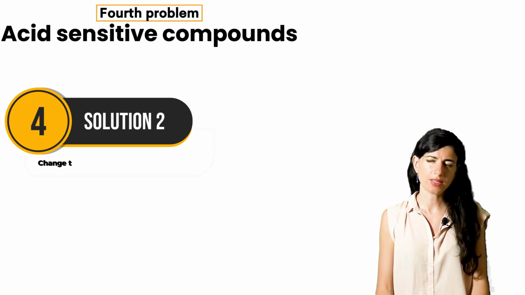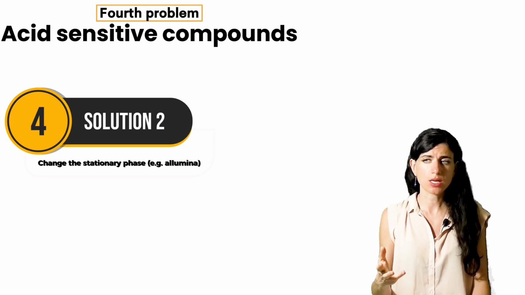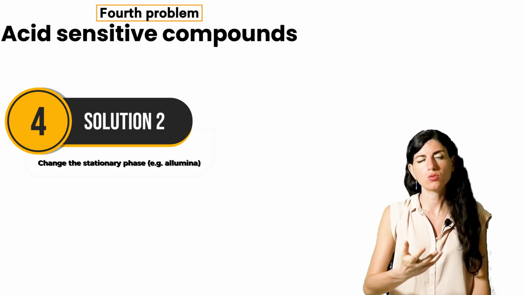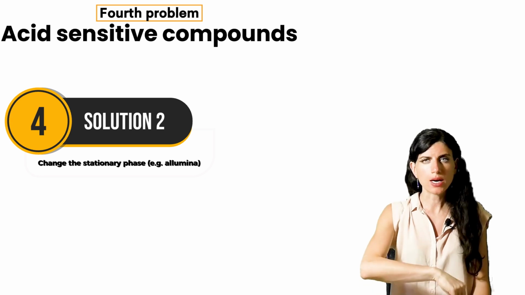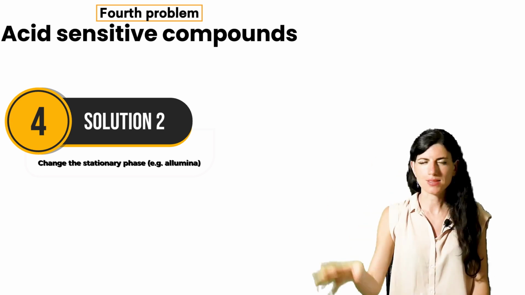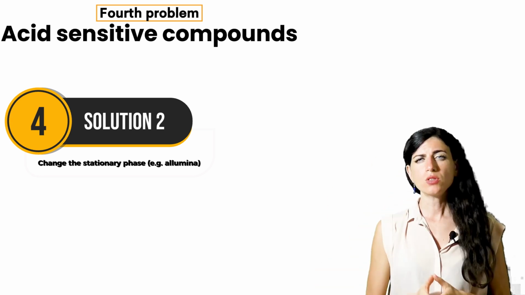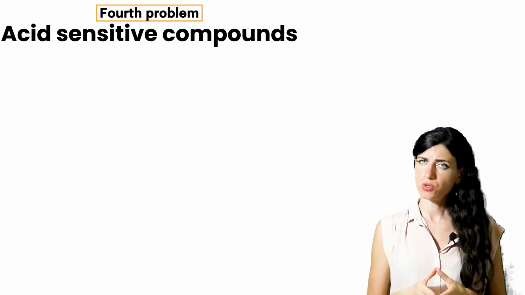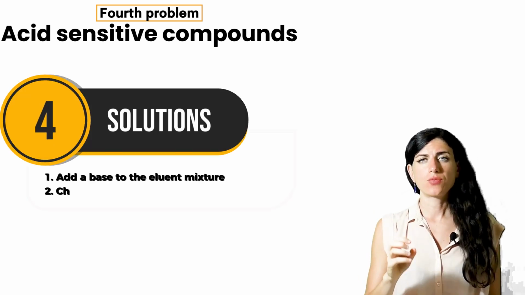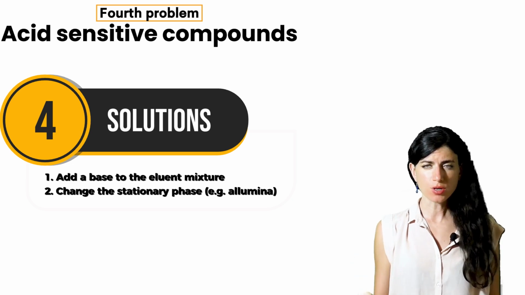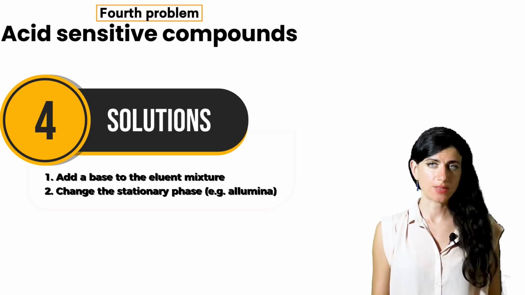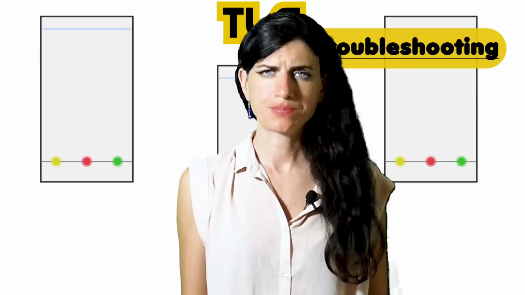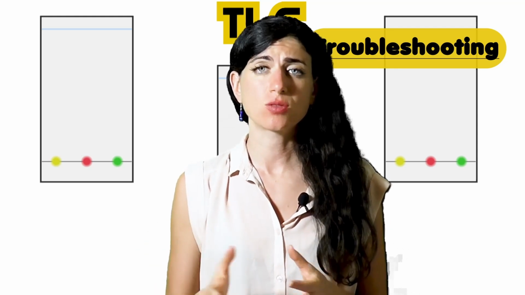Change the stationary phase. Use, for instance, alumina, because alumina offers you the possibility to choose neutral, basic or acidic alumina. So to recap, when you're dealing with acid-sensitive compounds, you have two possible solutions: add a bit of base in the eluent mixture, or change the stationary phase, for example by using alumina. This is how you can handle acid-sensitive compounds that degrade on silica.